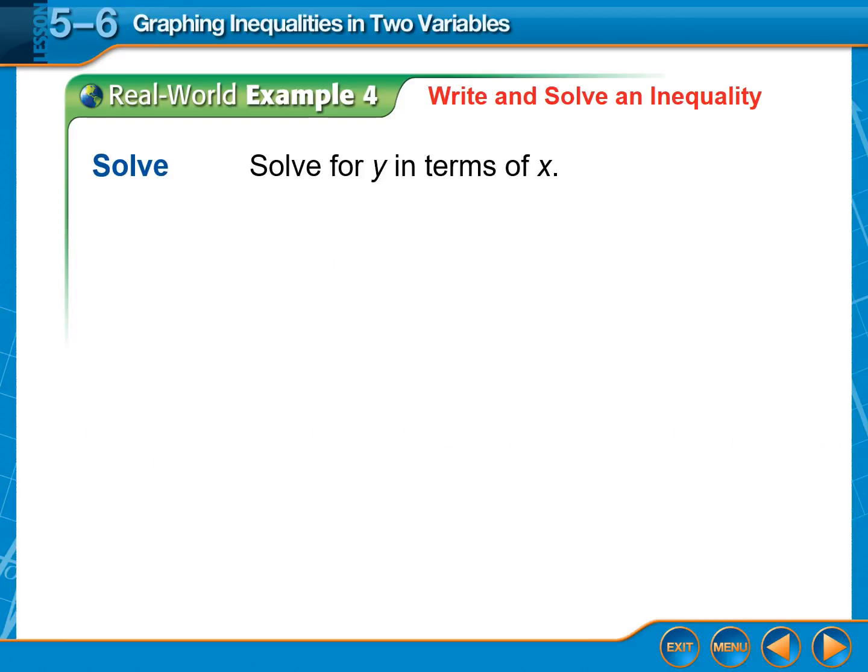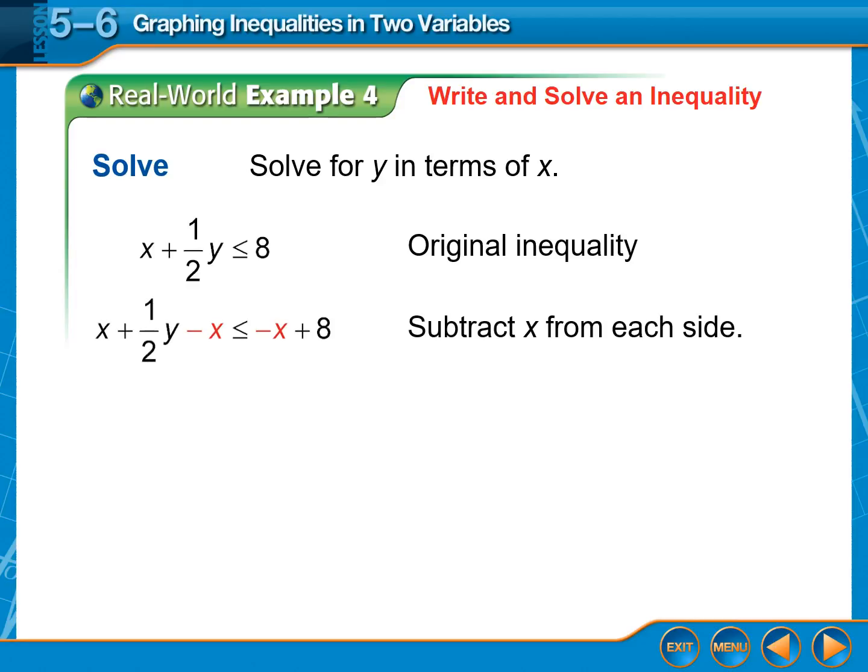So we're going to solve the inequality in terms of y. So we start with the inequality, x plus 1/2 y is less than or equal to 8. Subtract x from both sides. And so x minus x cancels out. I've got negative x plus 8 on the other side. So I've got 1/2 y is less than or equal to negative x plus 8.